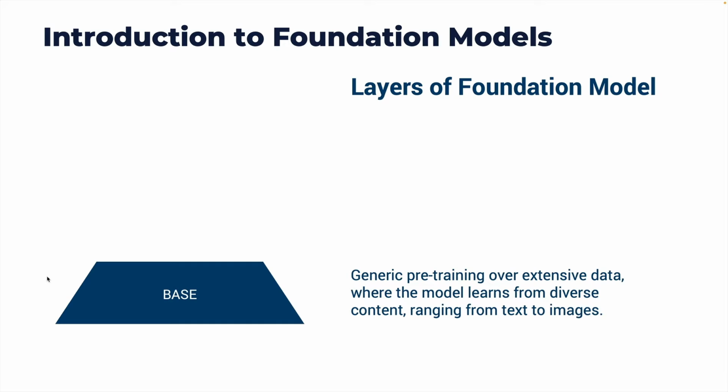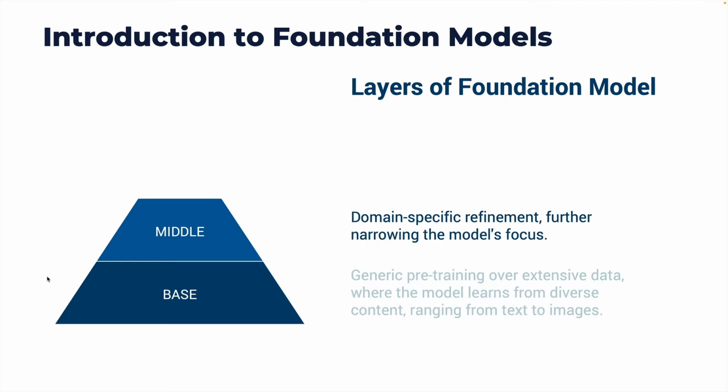So at the bottom of this stack, at the very first step, there is generic pre-training over extensive data where the model learns from diverse content ranging from text to images. Then we have domain-specific refinement that further narrows the model's focus. For example, in a typical case of LLM, we might initially train the base model with a lot of data available in the public domain and then refine it to make that more instruction-driven, where we can interact with it like a chatbot. So that defines the second step, which is the model's domain-specific refinement.